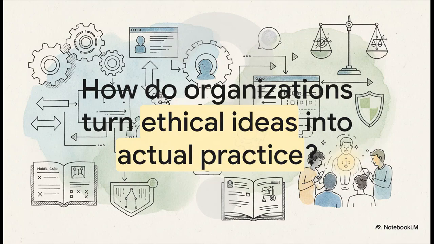So that leads us to the big question for today. It's one thing to stand up and say an AI should be fair or accountable. That sounds great, right? But it's a whole different ballgame to actually build it that way. How do you turn those high-level principles into lines of code, into real-world processes and company policies?